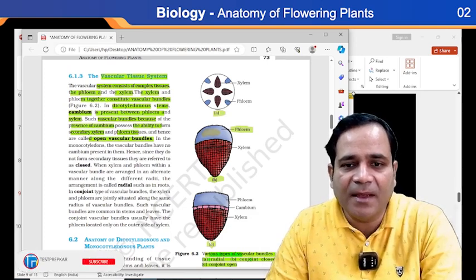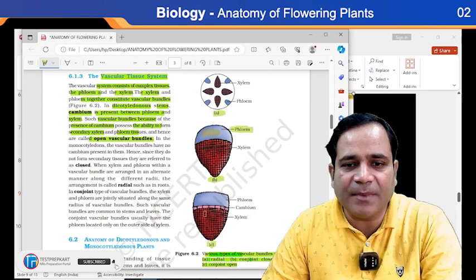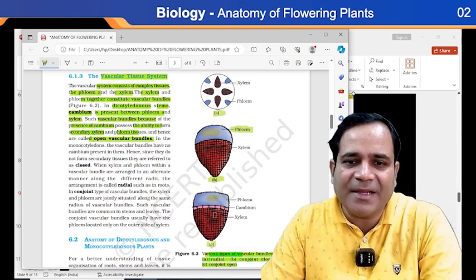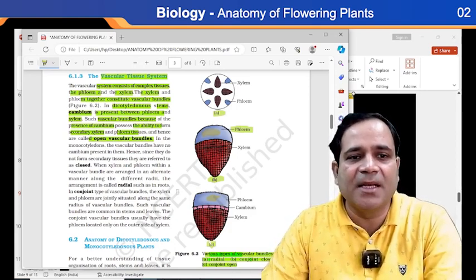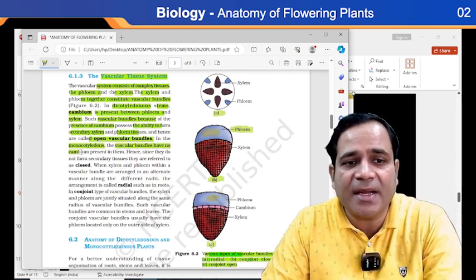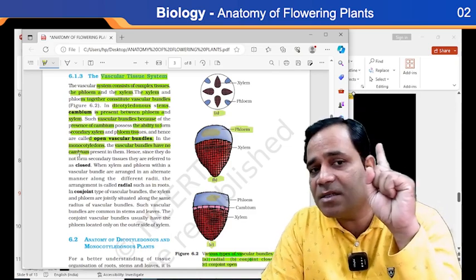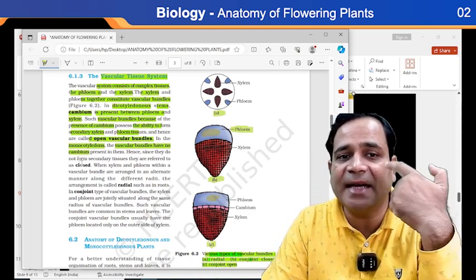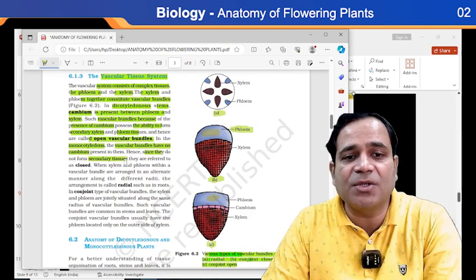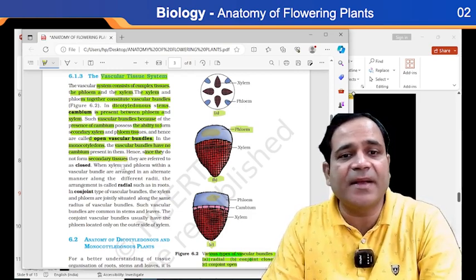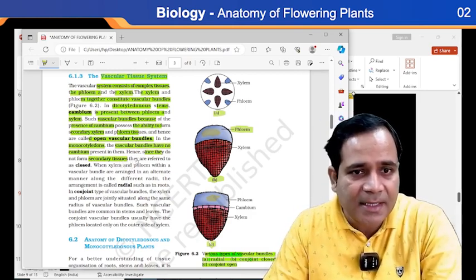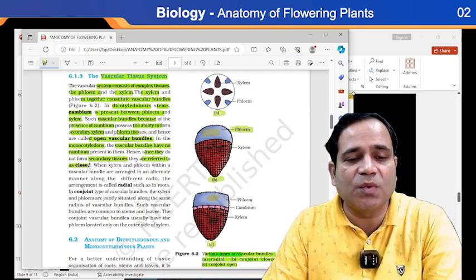Above is phloem, below is xylem, and in between this phloem and xylem there is cambium. So in monocotyledons, my dear, the vascular bundles have no cambium, while in dicotyledons, vascular cambium is present. Hence they do not form secondary tissue. So in a monocotyledonous plant, the vascular bundles don't form secondary tissue because they have no cambium, right? So they are referred to as a closed system, my dear.